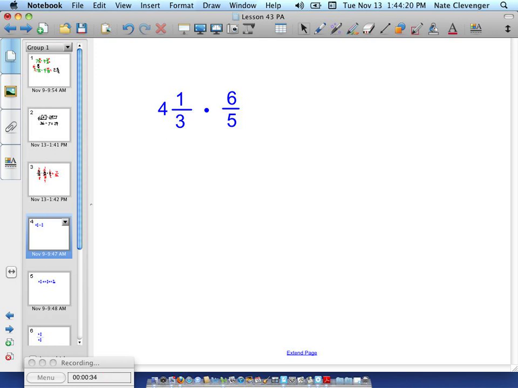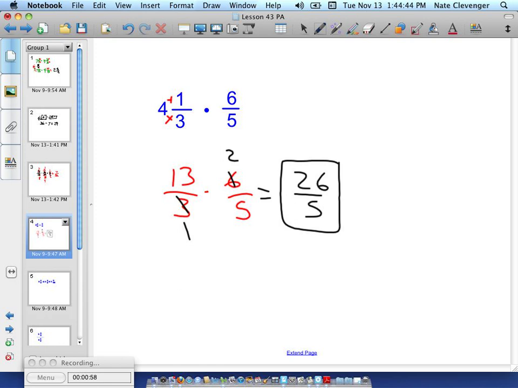So to get this problem simplified down, I have to change this to an improper fraction. 3 times 4 is 12, plus 1 is 13 thirds. Then times 6 over 5. And then I'm able to do some reducing and multiply across. 3 goes into 3 once, 6 twice. Multiply across, you get 26 over 5. Leave your answers as improper fractions.